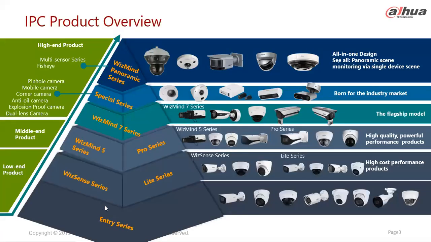If you see cameras that start with 1, you find HFW 1, 2, 3, 4, 5, 7, 8. The numbering is in this hierarchy. You have entry level cameras, light cameras, WizSense Pro, WizMind, up to the WizMind panoramic series. Entry series are cameras with 1, then 2, 3, 4, 5, 7, then 8. Then you have the special camera series.